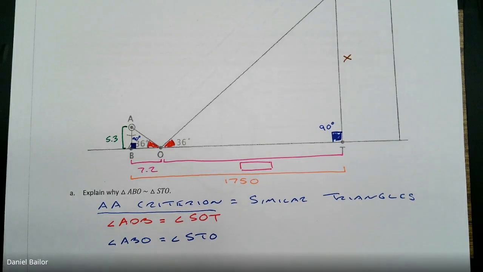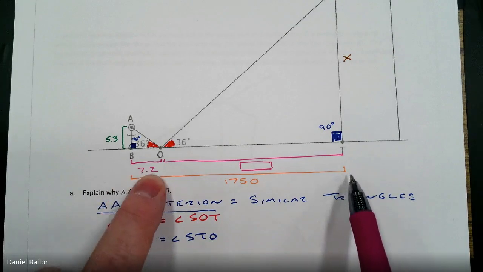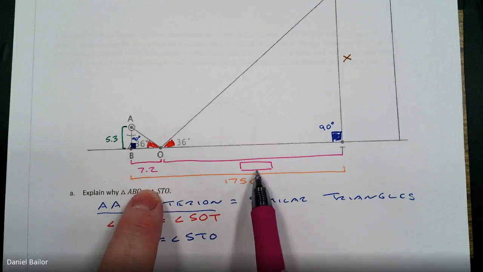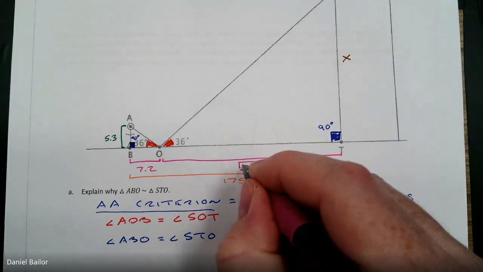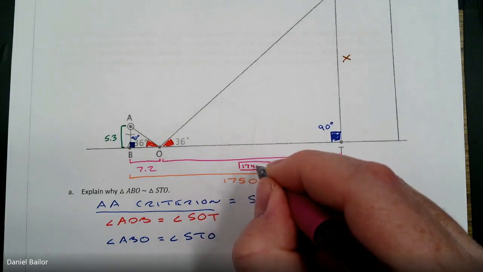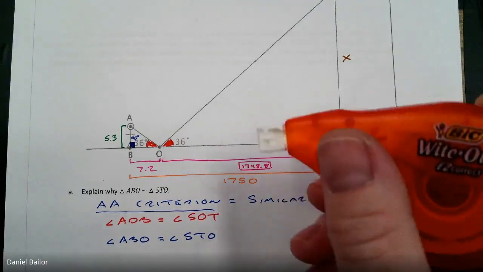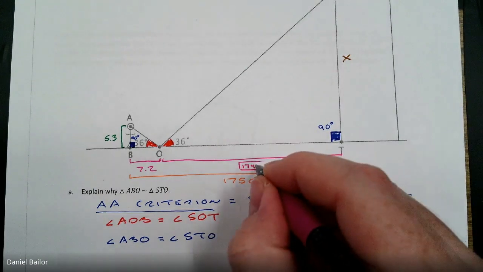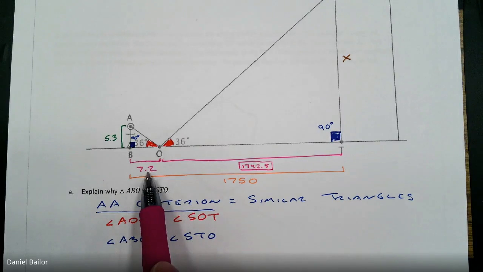Well, for that one, if you look, all we have to do is this. We know 1750 is everything, but this little piece is 7.2, so we do 1750 minus 7.2 to find this piece. 1750 minus 7.2 is going to be 1742.8, because 7.2 and 1742.8 makes 1750.